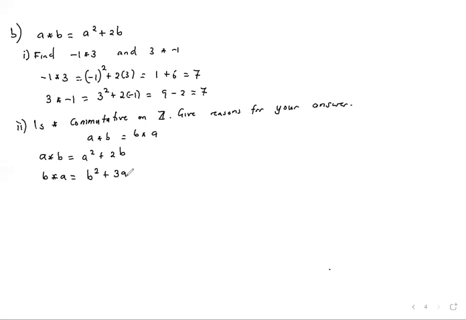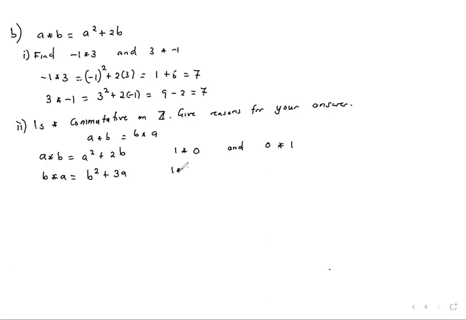That was just one choice. You can pick another choice. If they are commutative, then they must satisfy every choice that we have. So suppose we have 1 star 0 and 0 star 1. Let's see if this also will be satisfied.